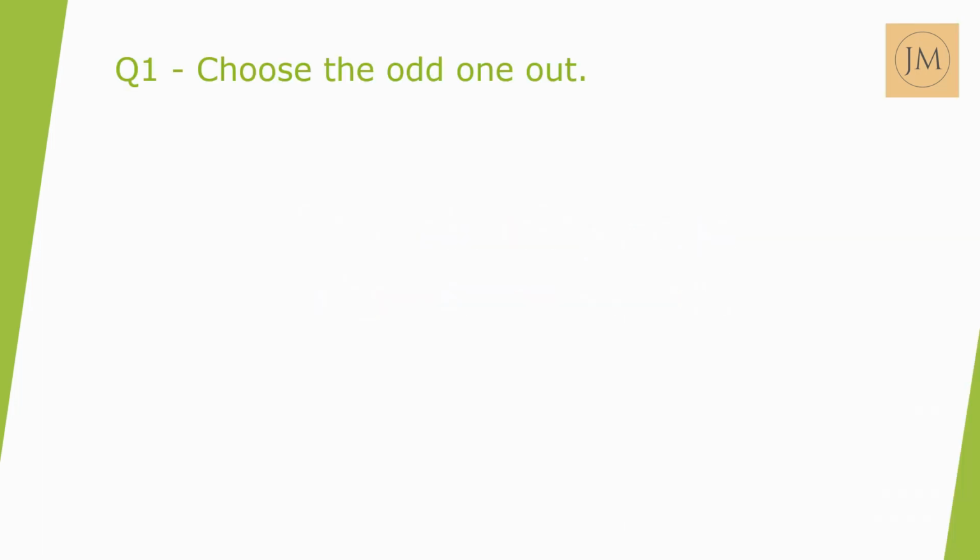Let's start. So the first one is choose the odd one out. So we have four options: CSH, kernel, KSH, BSH. So the odd one here is kernel. Why? Because the others are shell types: C shell, Korn shell, and Bash, right?